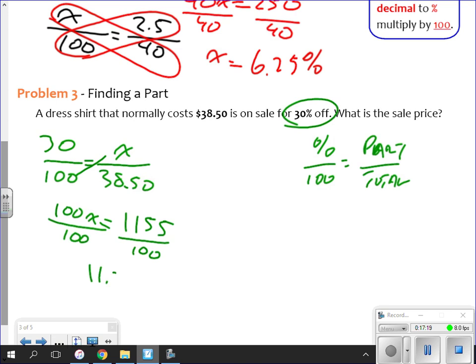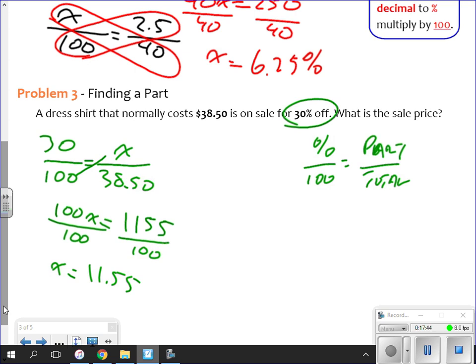And you get 11.55. Now, is that what you're actually paying? No, that's not what you're actually paying, is it? That's how much you're saving, because that's the 30%. That's what they're taking off the price. That's not what it's going to cost you. How do I find out what I'm actually paying?